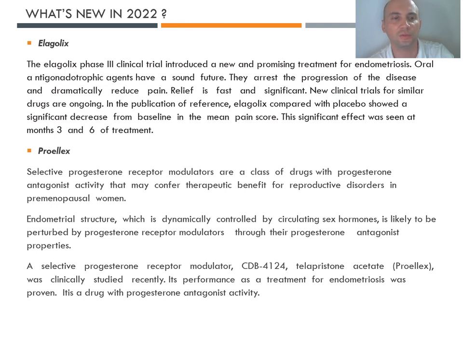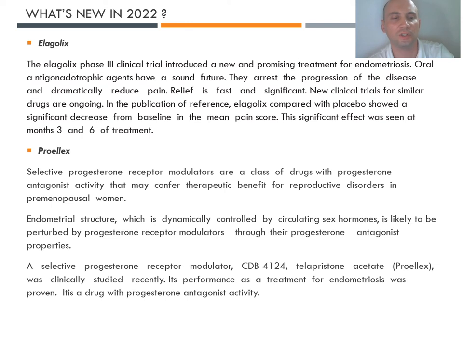In the reference publication, elagolix compared with placebo showed a significant decrease from baseline in mean pain score. The significant effects were seen at 3 months and 6 months of treatment. Selective progesterone receptor modulators are a class of drugs with progesterone antagonist activity that may confer therapeutic benefits for reproductive disorders in premenopausal women.